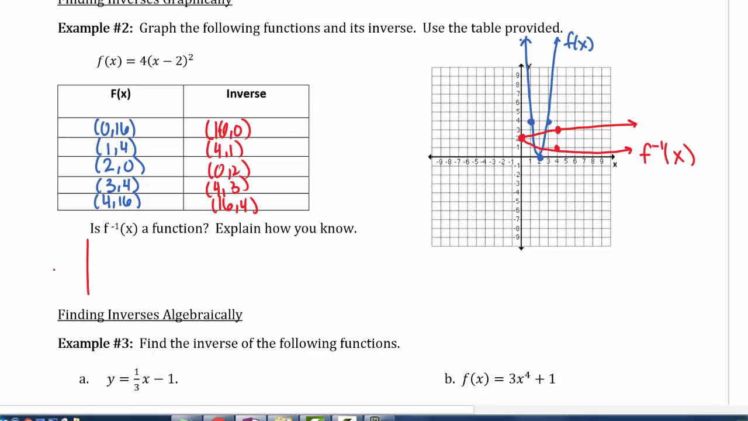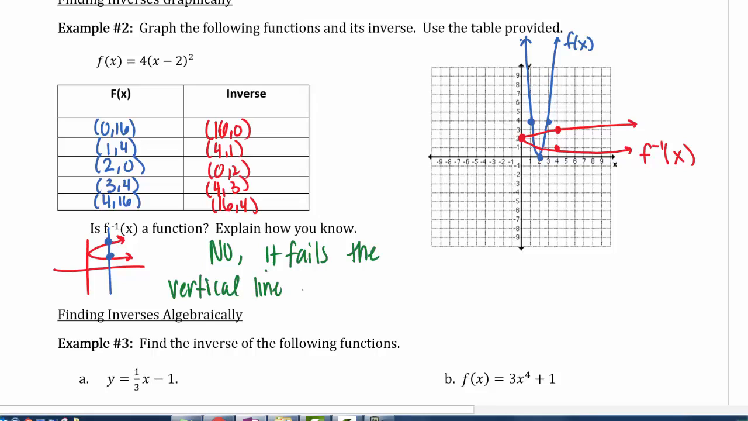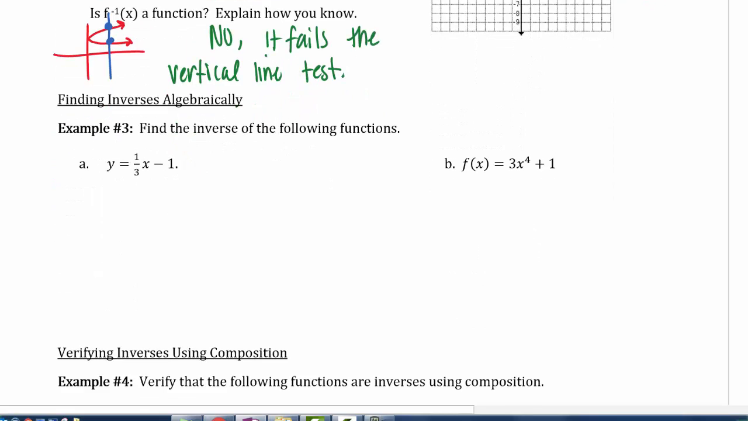So is that a function? So I'm just going to quickly sketch it over here. Okay, it looks something like that. So is my inverse a function? Well, let's try the vertical line test. Since it passes through that graph 2 times, it is not a function. No, it fails the vertical line test. Okay? So that's it. Graphing is super easy. Let's do it algebraically.